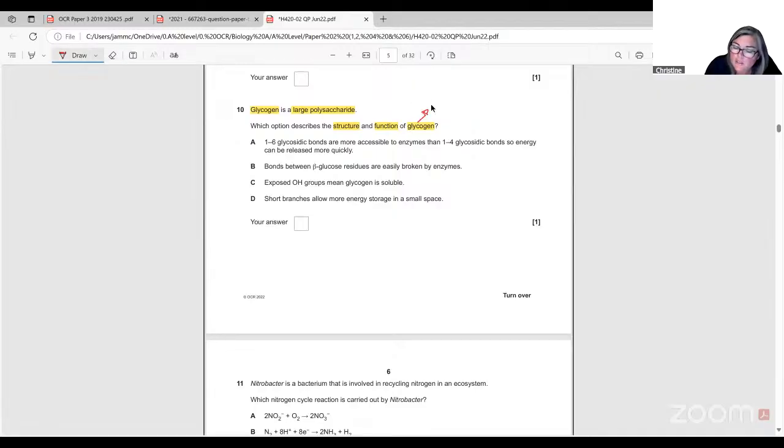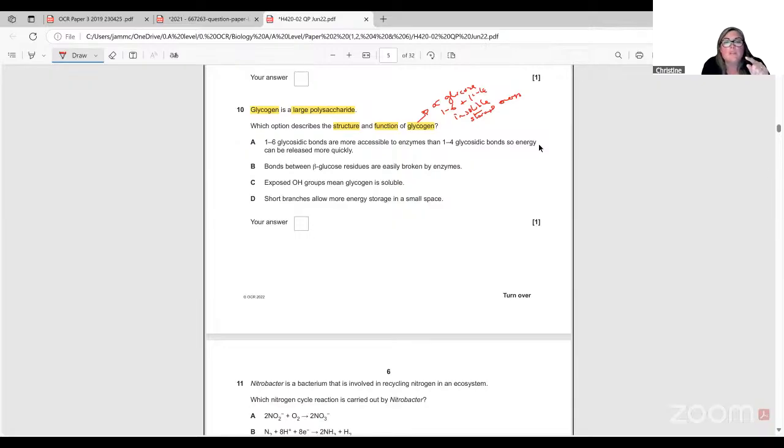So I know that glycogen is made up of alpha glucose. I know it's got 1 to 6 and 1 to 4 glycosidic bonds. And I know that it is insoluble. And I know that it is a storage for energy. So I'm just writing little notes myself to remind myself of those key parts. So the option says: 1 to 6 glycosidic bonds are more accessible to enzymes than 1 to 4 glycosidic bonds.